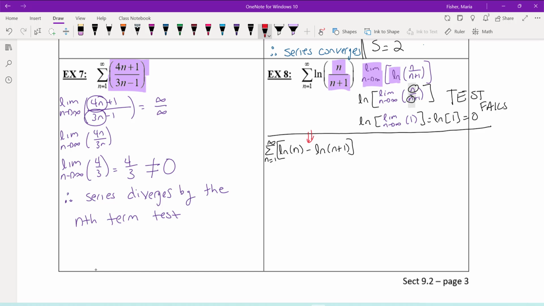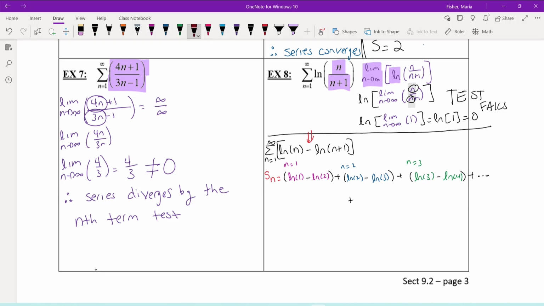So let's find the sequence of the partial sum. S sub n is going to equal, when I plug in a 1, I'm going to get the natural log of 1 minus the natural log of 2. Plug in a 2, and we get the natural log of 2 minus the natural log of 3. Plug in a 3. We get the natural log of 3 minus the natural log of 4. Then I'm going to move us to the bottom, plus dot dot dot.